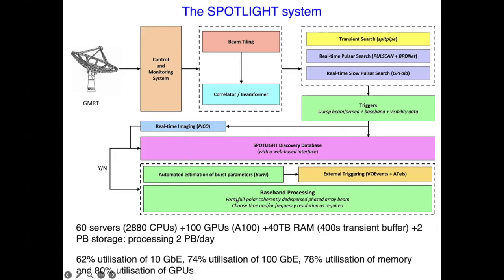Then the detections from there go to the discovery page, as well as to follow-up processing. As you can see, just in terms of how big the system is, there are hundreds of A100 GPUs and a large amount of memory, processing almost 2 petabytes per day. So we have a large amount of storage to hold the immediate detections, and classify them before we are sure whether they're really true or not.